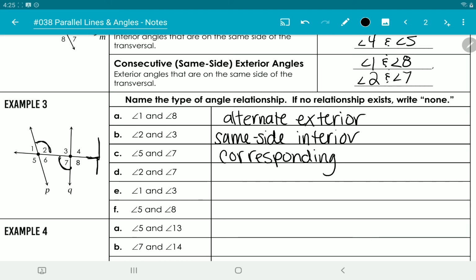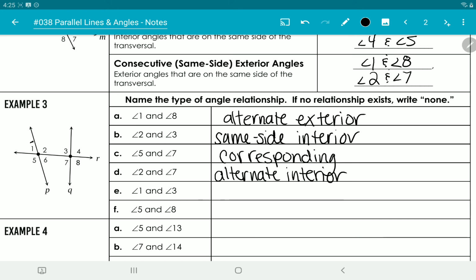If we look at 2 and 7, okay, you can see they're on opposite sides of the transversal. One's on top, one's on bottom. So they're alternate. Okay, and then you can see, if you look at the two lines that are intersected, these are on the inside of those two. So they're interior.